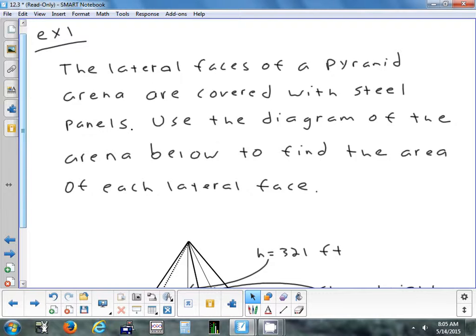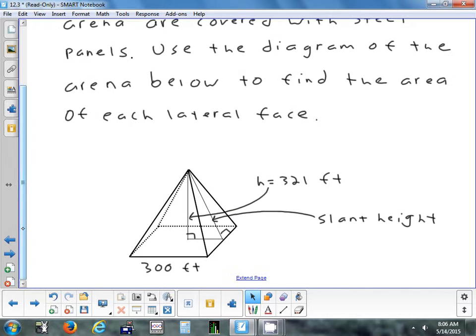All right, so we'll start off by seeing if we can find the area of a lateral face. And then there might be a shortcut if we wanted to use a formula to do this faster. This one says the lateral faces of a pyramid are covered with panels. Use the diagram of the arena below to find the area of each lateral face.